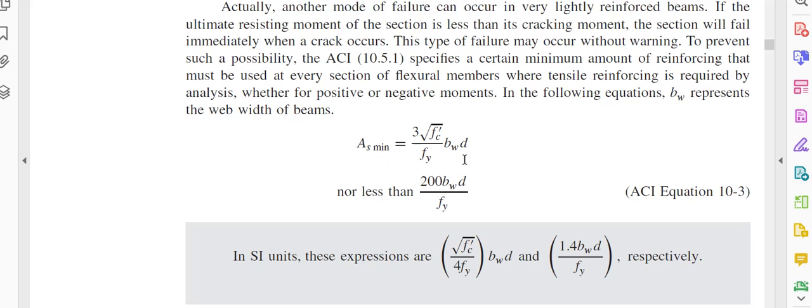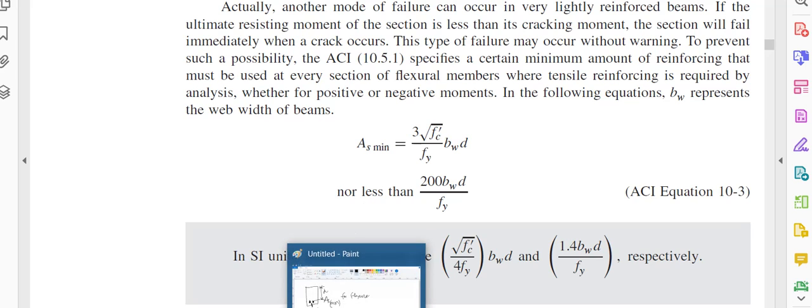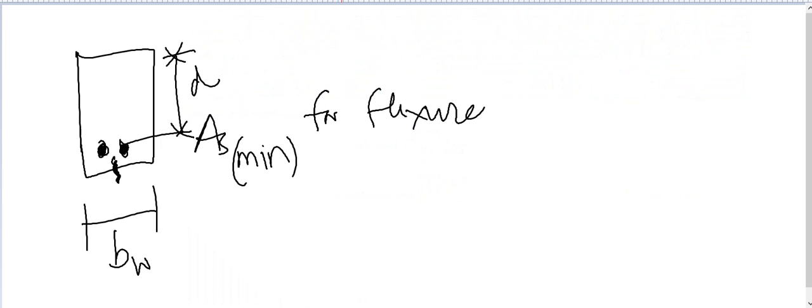So ACI gave us two equations. We must provide this amount of reinforcement. There is another concept of minimum reinforcement, and that is not about flexural. I must provide some reinforcement for temperature, and that reinforcement is not as much as this, slightly less than this, and typically that reinforcement is not a control factor in beam.